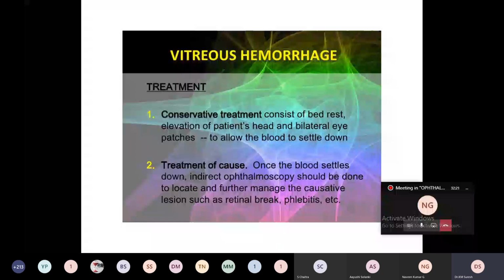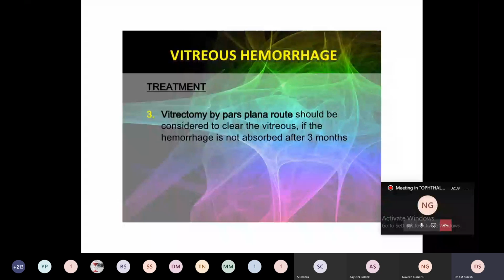The third line of treatment is surgical line of treatment, vitrectomy by pars plana route, which I'll be telling you in detail in my last few slides, should be considered to clear the vitreous if the hemorrhage is not absorbed within 3 months. Normally, any hemorrhage gets absorbed on its own within 3 months. So, we need not immediately operate the case, wait and watch. If it doesn't get absorbed within 3 months, then only you are justified in doing vitrectomy by pars plana route.